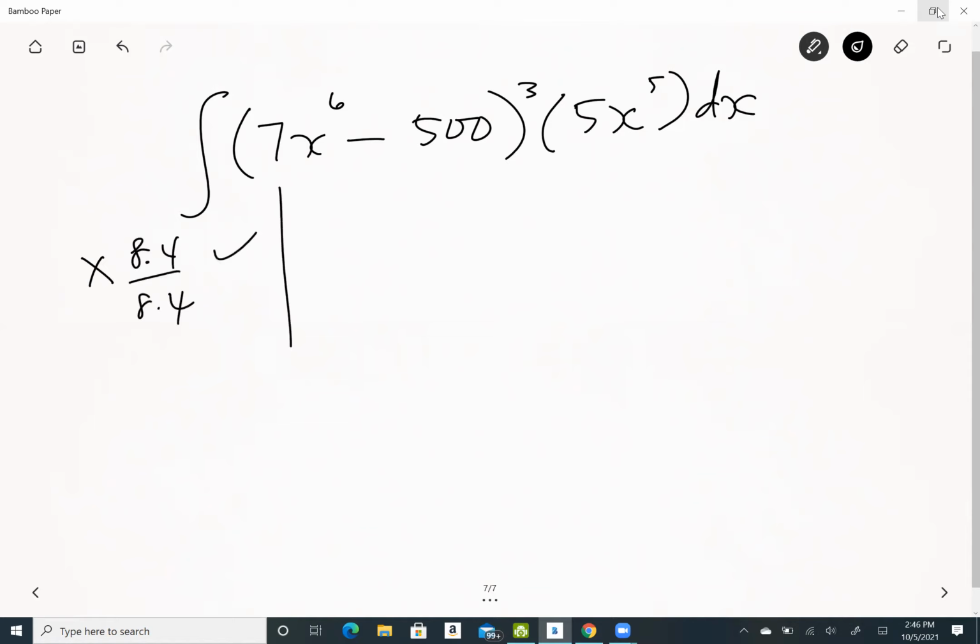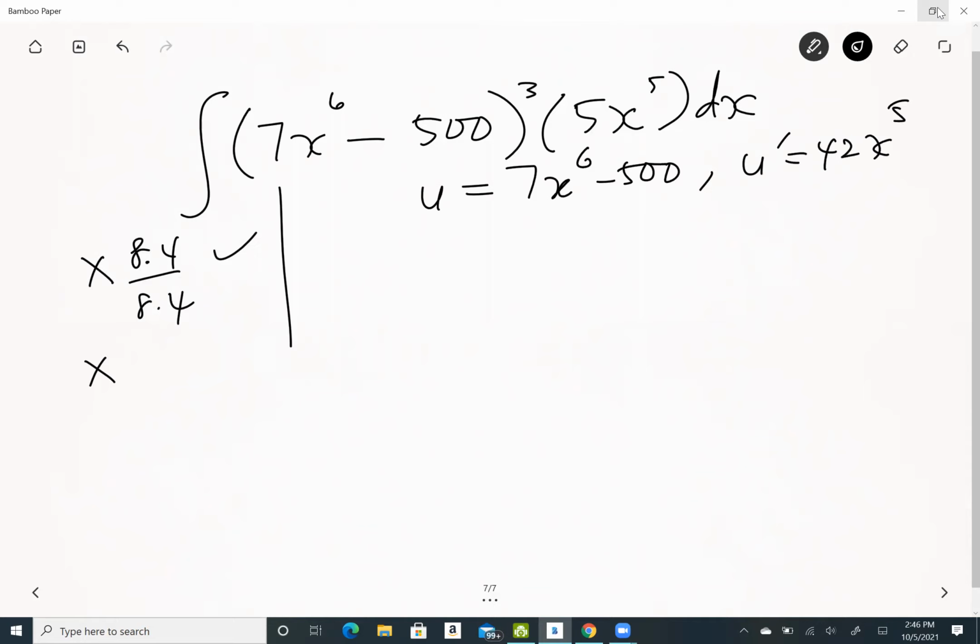Now I don't want decimal numbers. I want only whole numbers. You multiply by some number without the decimal point, so that we get 42. This one I'm not saying it's not right. That's correct. But I want you to multiply by some whole number, not in decimal point. So u is equal to 7 to the power of 6 minus 500, and u prime is 42x to the power of 5.